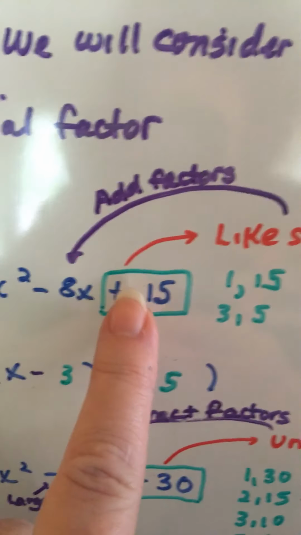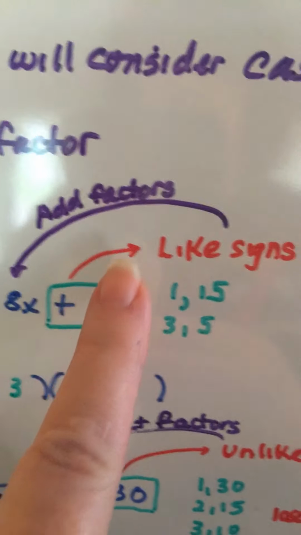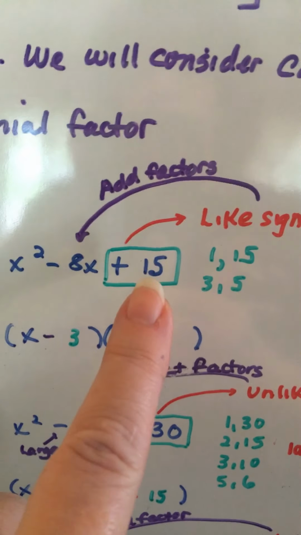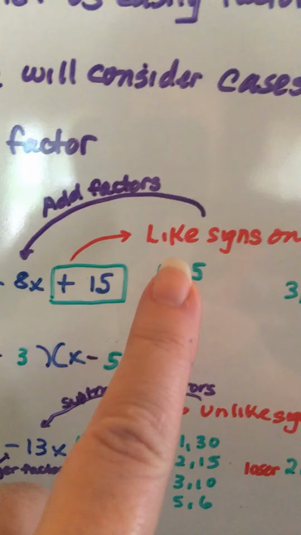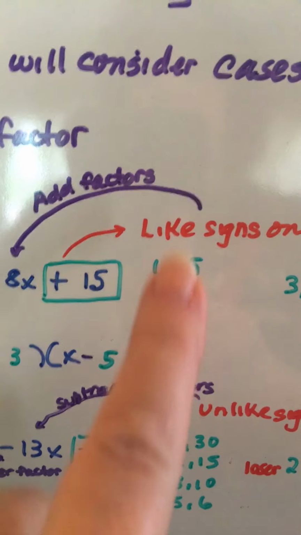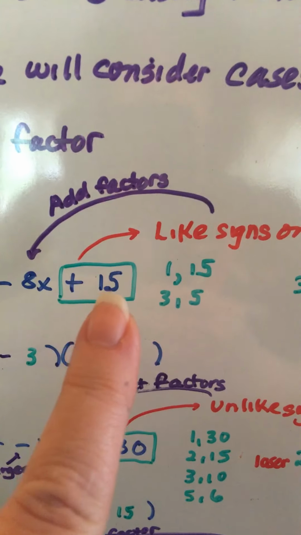So I look at the product. Oh, it's positive. That means I have like signs on my factors. Well, what are the only factors that could give me 15? 1 and 15, 3 and 5. And I know they're both positive or both negative. I don't care about that right now.